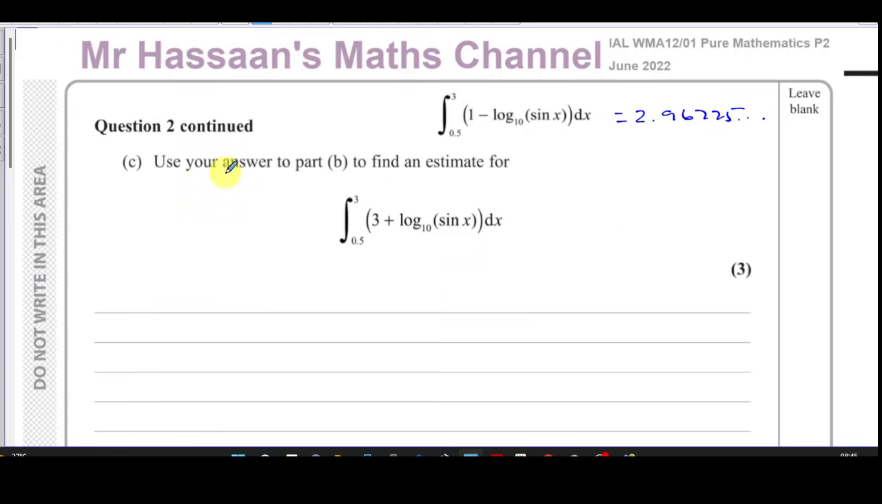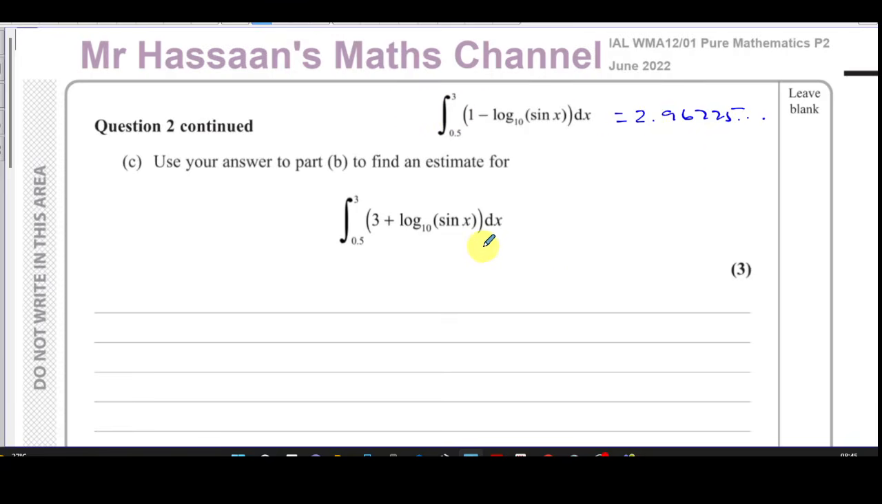It continues like this. Then it says, use your answer to part B to find an estimate for this. Now, this is something which is newish since the new P2 has come out. Before this, you didn't really get questions like this in the old specification, but almost every paper since the new P2 has come out has had a trapezium rule question similar to this, where it says use your answer to part B. So what you don't do is use the trapezium rule all over again and make a new table of values. No, you want to use this answer that I've written here. You have to use this answer to solve this.